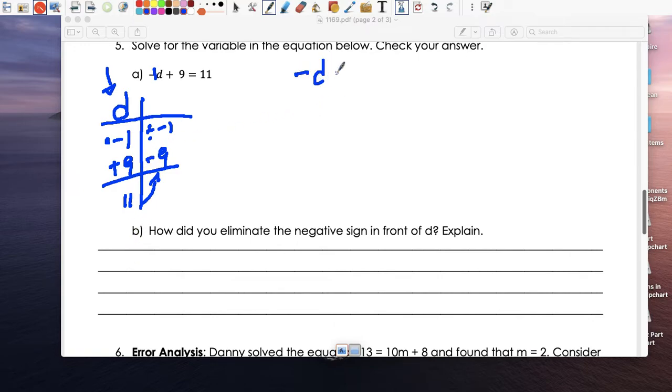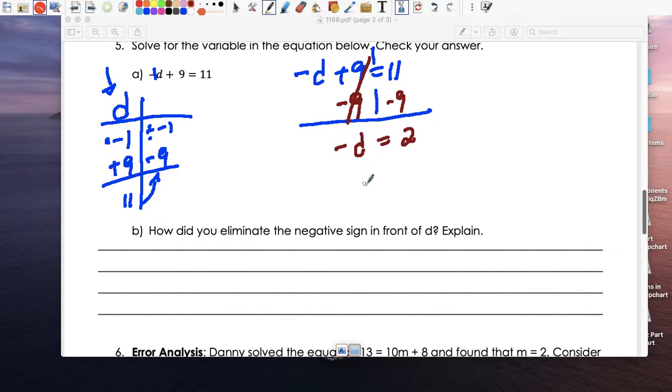So negative D plus 9 equals 11. So step 1, here's my river, my wall. Subtract 9, right? The additive inverse of plus 9 is minus 9. So subtract 9 from both sides. I get 2 over here, and these two go away, right? That's 0. I'm not going to write it down, but I'm going to bring negative D down. I don't want negative D. So we did step 1.